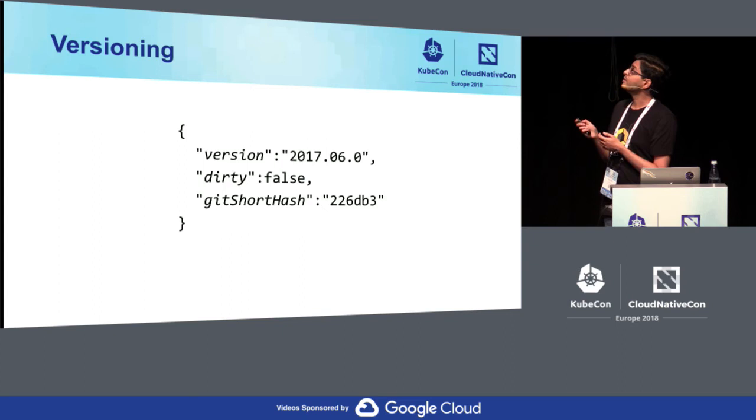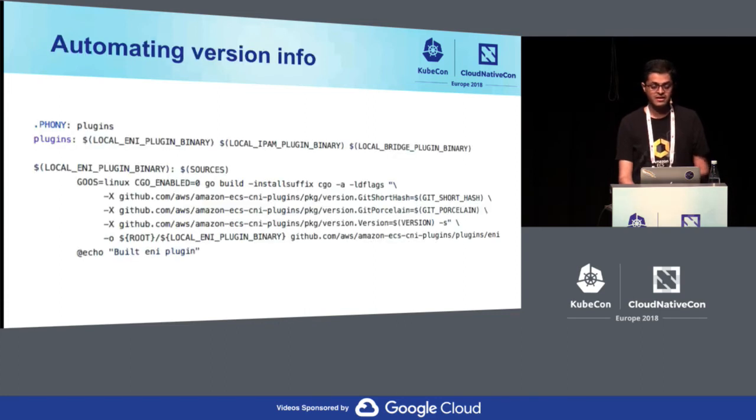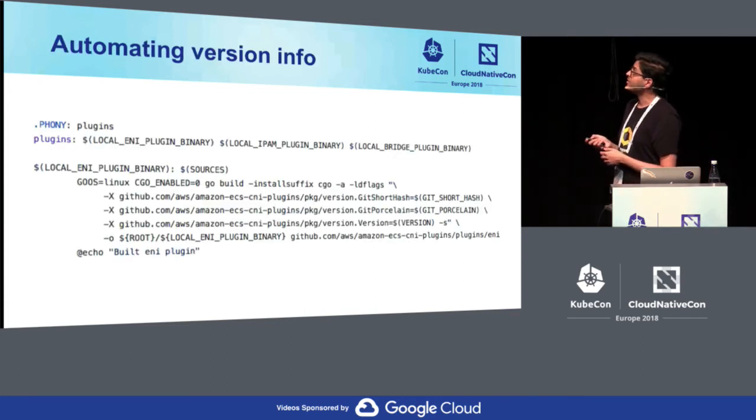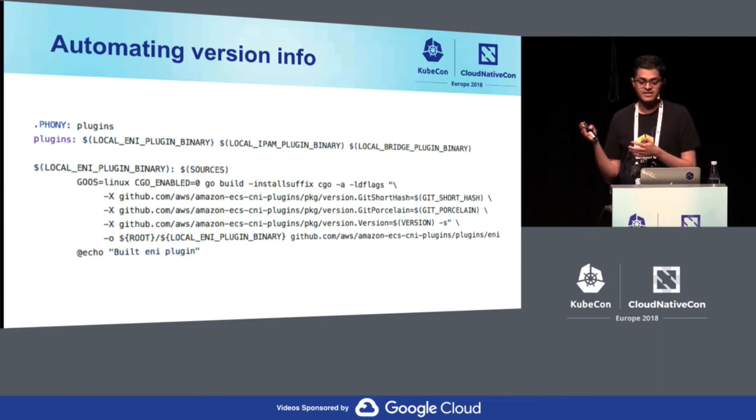So we have human readable version numbers, but we also have Git short hashes. And we actually automate this versioning by using build flags in Go. Go has this concept of build flags where you can inject constants into your binaries. When these binaries are built, they take the version information. And then when you run the --version command on these plugins, they just emit the sort of information we saw in the previous slide.